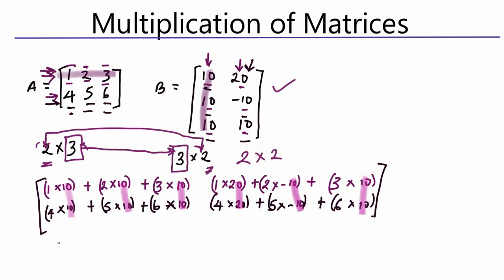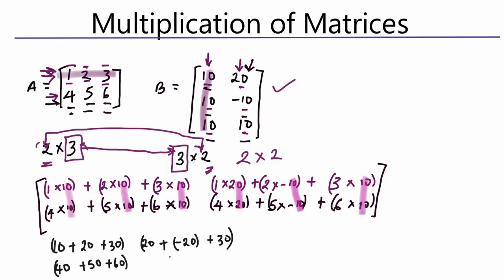So 1 multiplied by 10 will give us a 10. We are adding this to 2 multiplied by 10, which is a 20, and 3 multiplied by 10, which is a 30. So we are adding this together. Then 1 multiplied by 20, which is 20. We are adding this to 2 multiplied by 10, which is minus 20. And lastly, 3 multiplied by 10, which is plus 30. Then 4 multiplied by 10, which is 40. We add this to 5 multiplied by 10, which is 50. We add this to 6 multiplied by 10, which is 60.